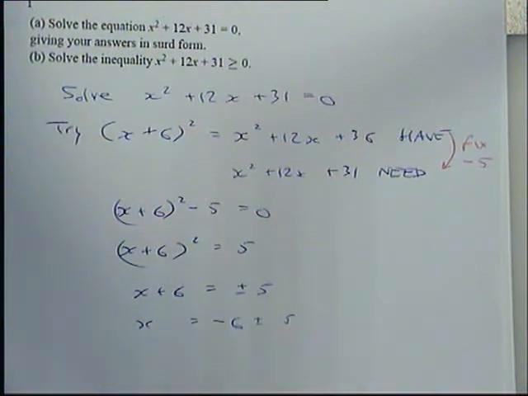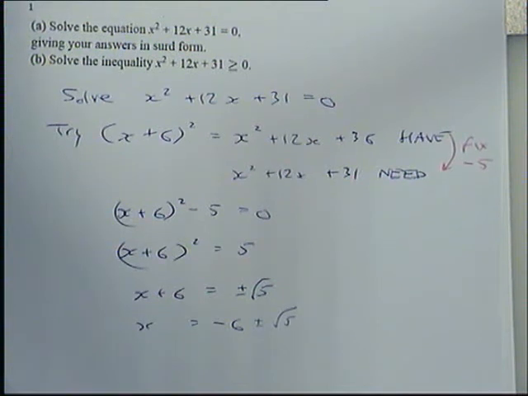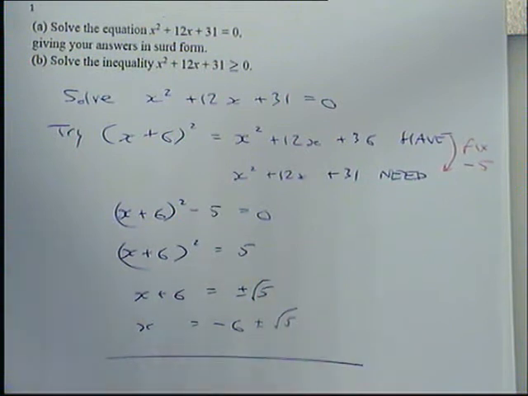Oh, what have I done wrong? I forgot a square root sign, didn't I? There we go. Okay. So, absolutely fine. There's our answer. We've done part A. We have solved it. We've given our answers in surd form. So that's part A done.